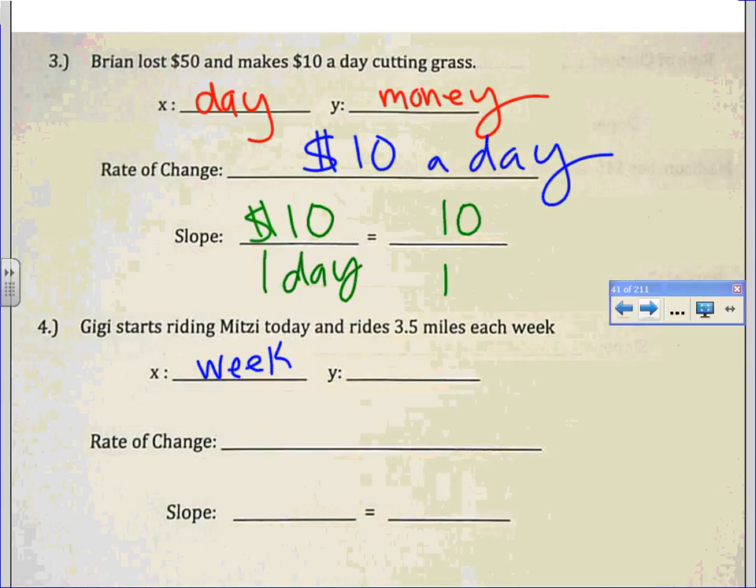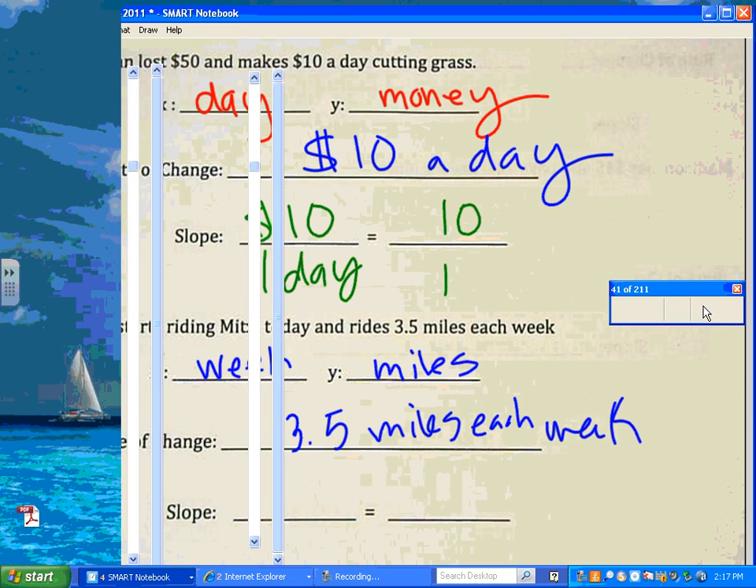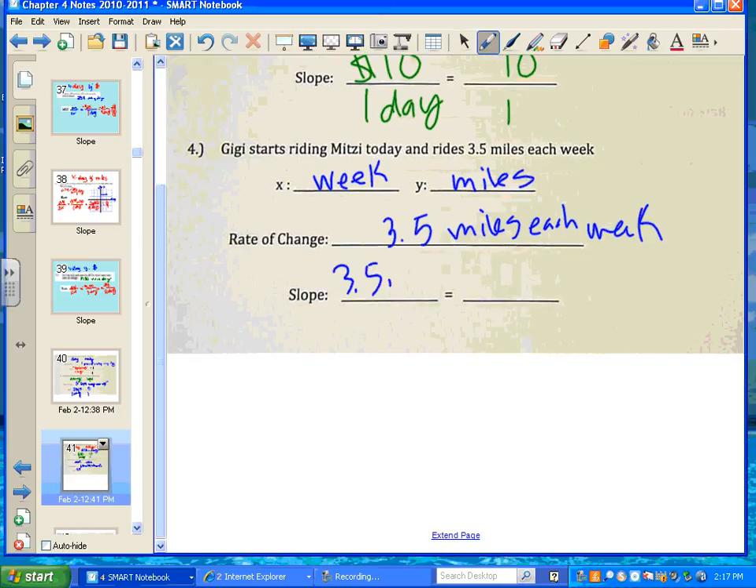That's the y-intercept. Kyle, what's y? Good, miles. Gigi, since this is about you, what's the rate of change? Good, 3.5 miles each week. And remember, this deals with your slope. Brianna, what is the slope with the numbers and words? Good job. 3.5 miles over 1 week.